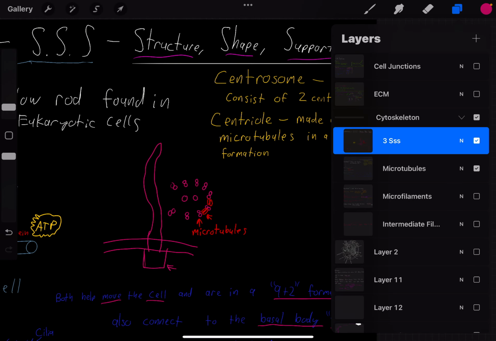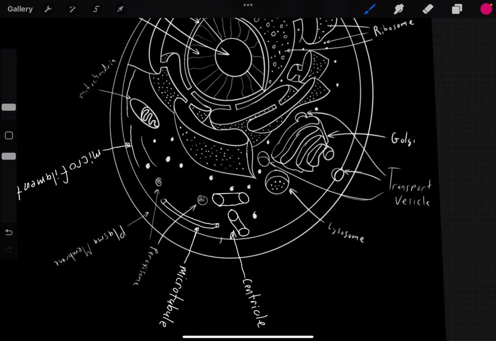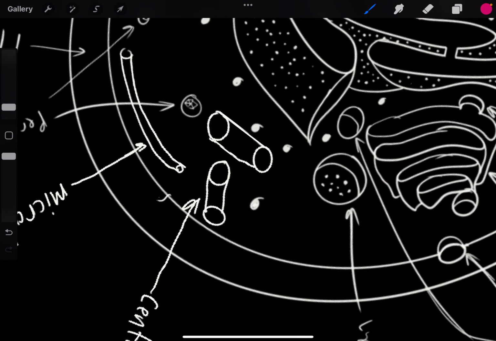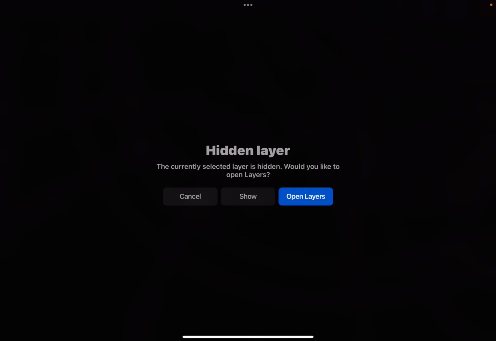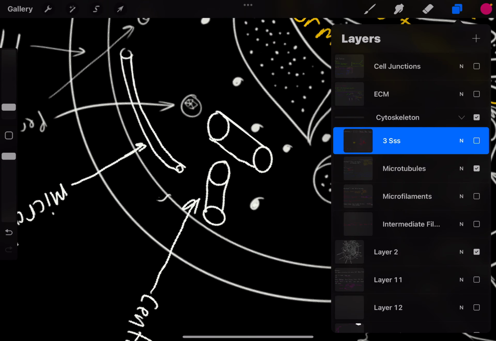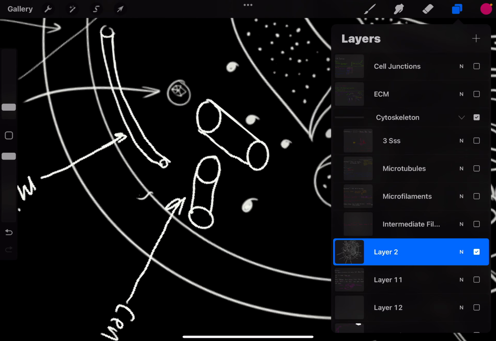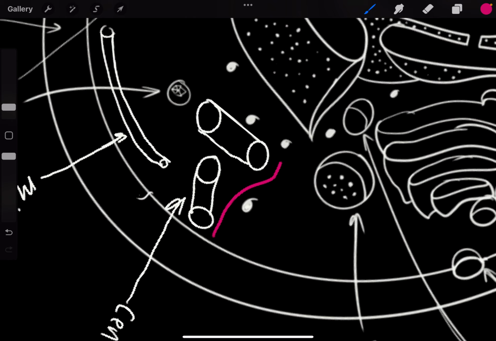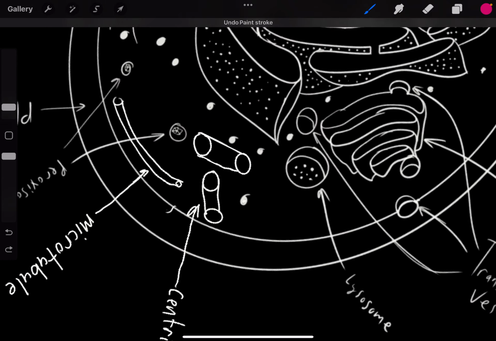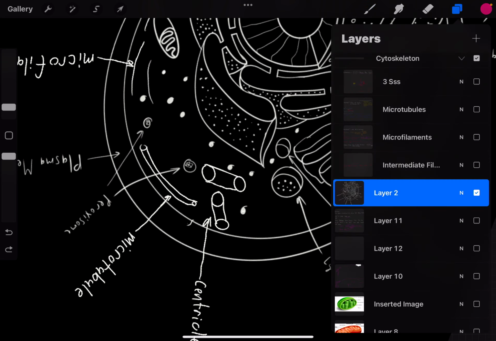And the centriole, for example, would be these two guys in the cell right here. They're made out of microtubules, and they help move chromosomes around during cell splitting. And they're also just like the main hub of all microtubules.